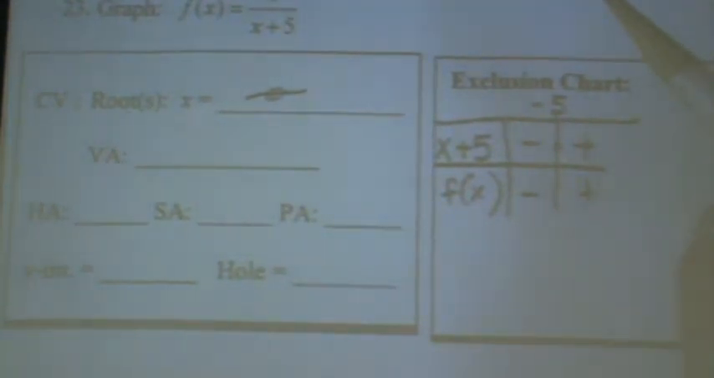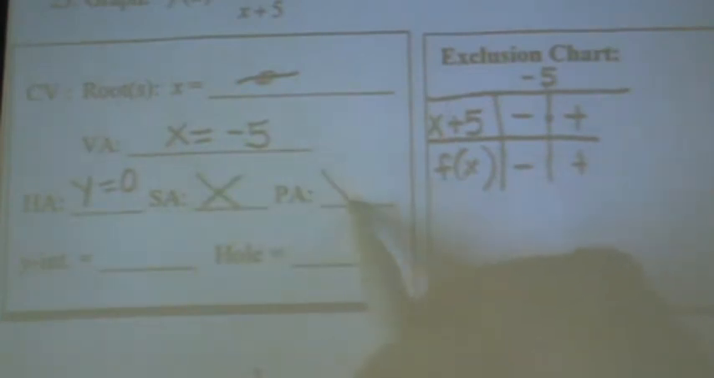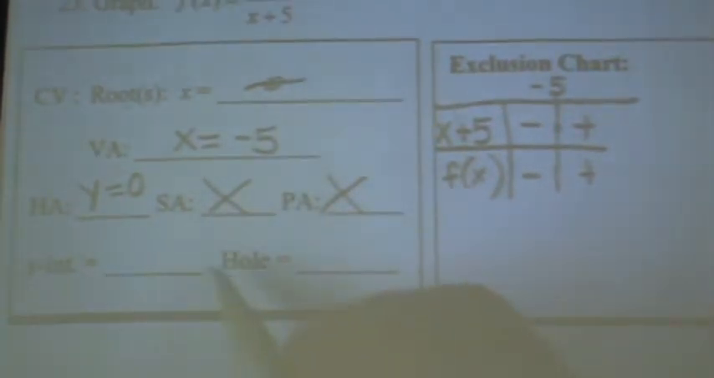There are no roots. You guys know that? There's no variable in the numerator. The vertical asymptote for this is going to be x equals negative 5. This is bottom heavy, so it has y equals 0 as a horizontal asymptote. It can't be top heavy. And there is a y-intercept, (0, 1/5), and there are no holes.